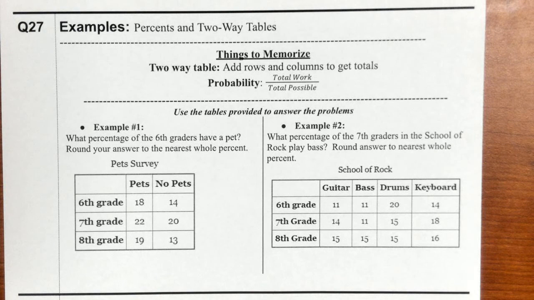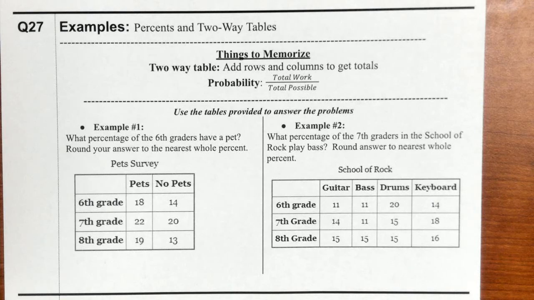Question number 27 deals with percents and two-way tables. Two-way tables are a way to represent data. This will involve a lot of statistics and a lot of calculation involving percents. So let's read the question. It says, what percentage of sixth graders have a pet? Round your answer to the nearest whole percent.